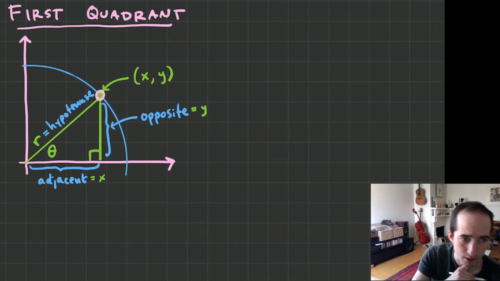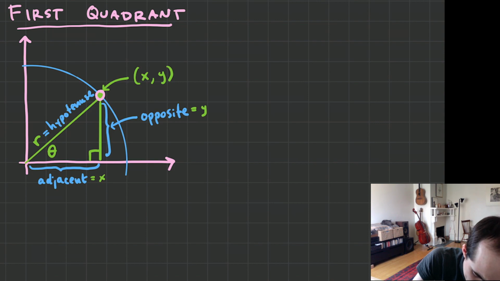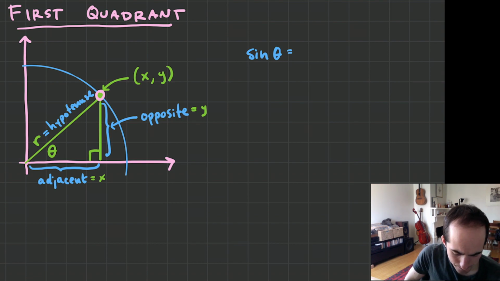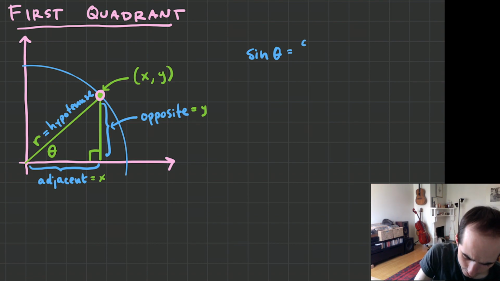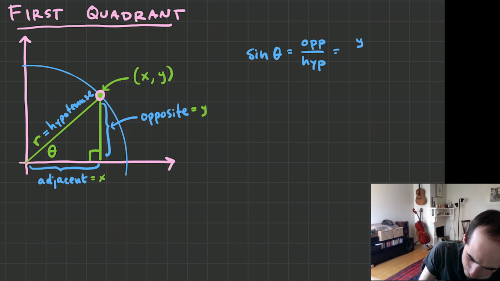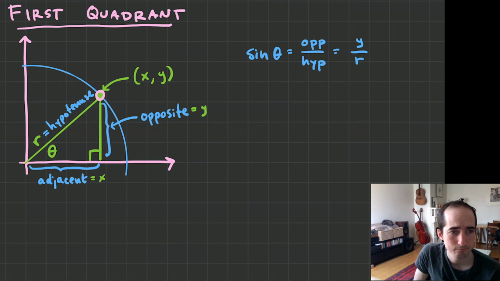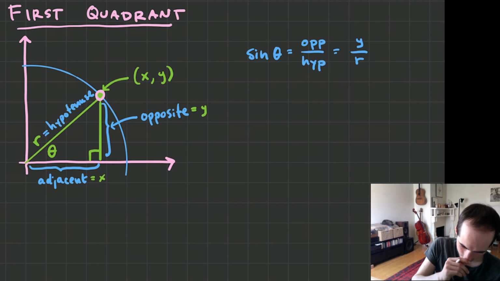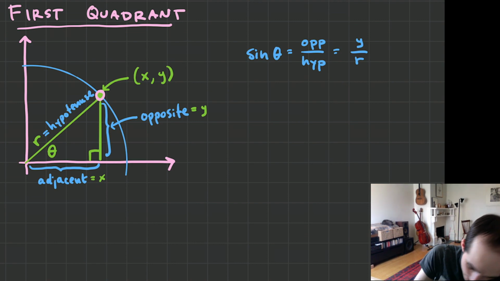Let's talk about what these relationships are. So let's talk about how sine theta fits in here. Sine theta is equal to opposite over hypotenuse. The opposite side is equal to y, and the hypotenuse is equal to r. Isn't that funny? So sine theta is equal to y over r.